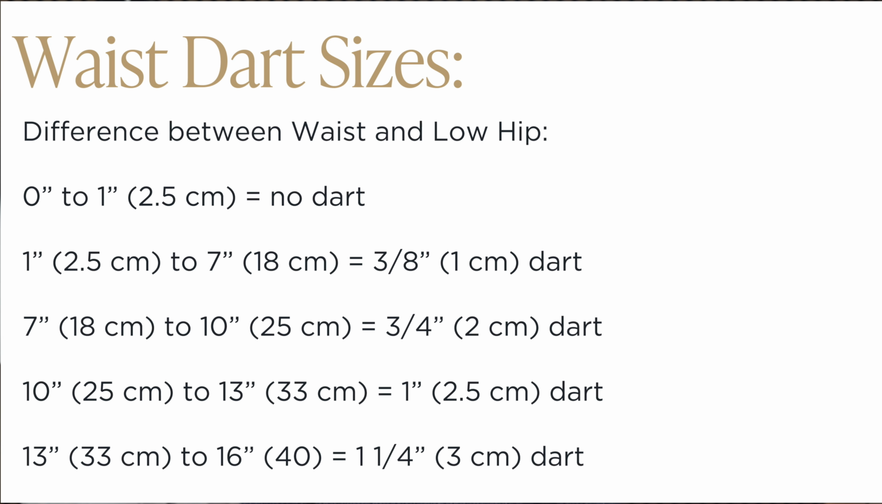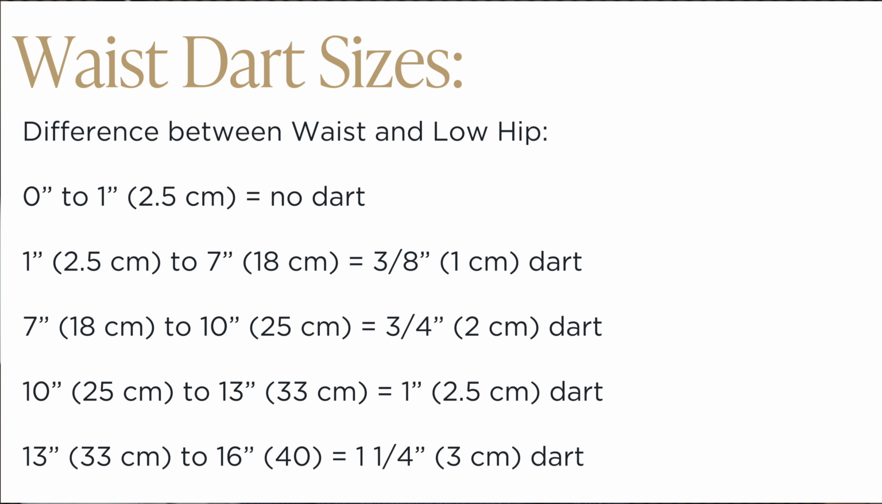Let's start by talking about the size of the darts that you want to add. So the size of the waist dart is going to be based on the difference between your waist and your low hip. The greater the difference between your waist and your low hip, the larger the dart size you require. You can use these measurements as a starting point for the size of the dart.